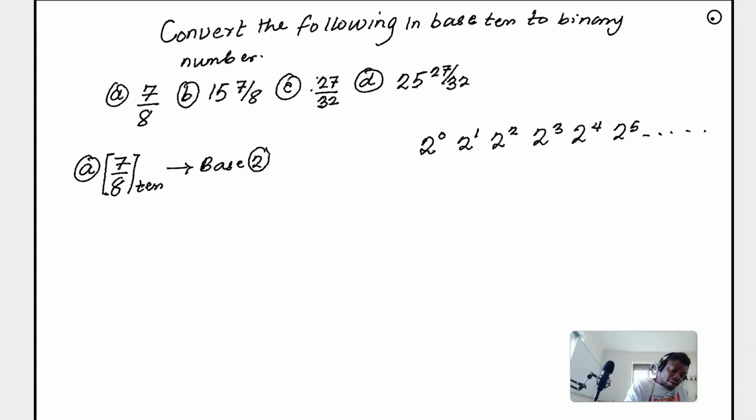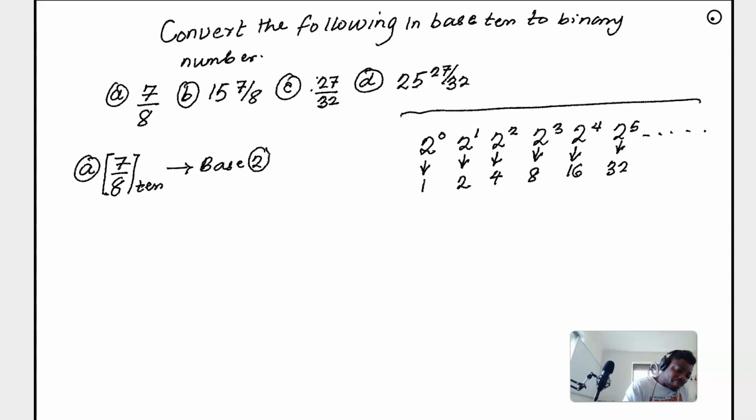Okay. So now, remember, 2 raised to 0 is 1, 2 raised to 1 is 2, 2 raised to 2 is 4, 2 raised to 3 is 8, 2 raised to 4 is 16, 2 raised to 5 is 32. This is the formula we are going to use. So this is how you create that formula that you are going to use. Now, let's put this on the corner, okay? So how do we use this formula?